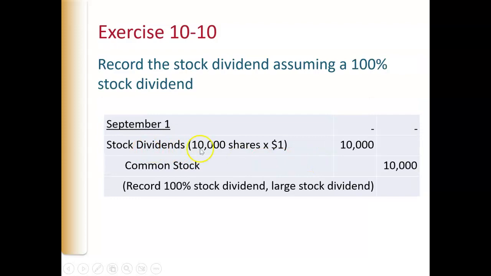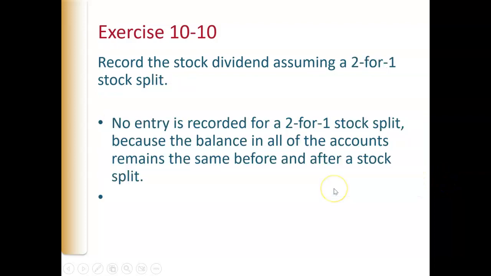For a 100% stock dividend, we're just going to debit our stock dividends and credit our common stock. And for a stock split, we do nothing. Remember, you don't record a journal entry. Nothing changes apart from the par value.